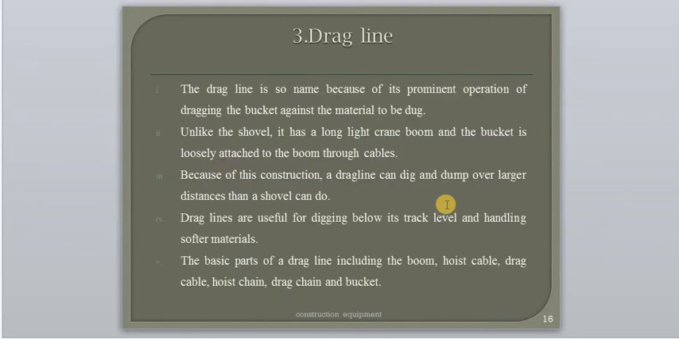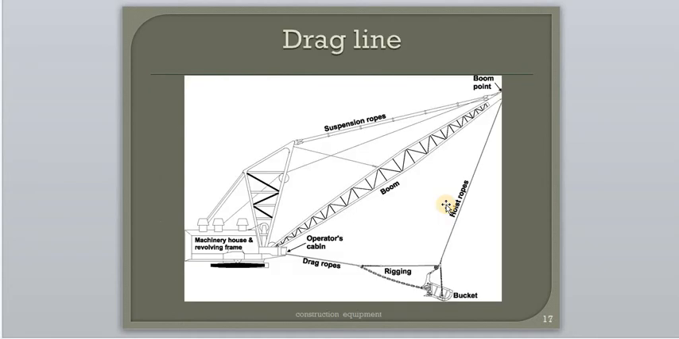Next is the drag line. The drag line is another important piece of equipment. This is the figure for the drag line, in which there is a hoist rope, a bucket, and drag ropes. There are also boom suspension ropes. With the help of these various ropes, the machine is operated, and the material can be picked up with the help of the bucket. There is a boom pin here, and it can be used for excavation.